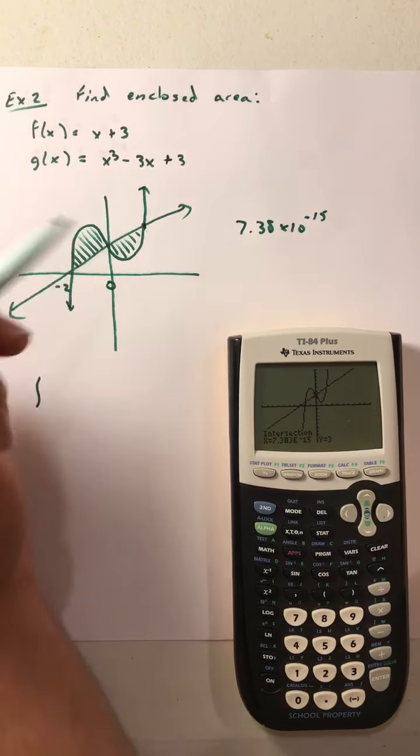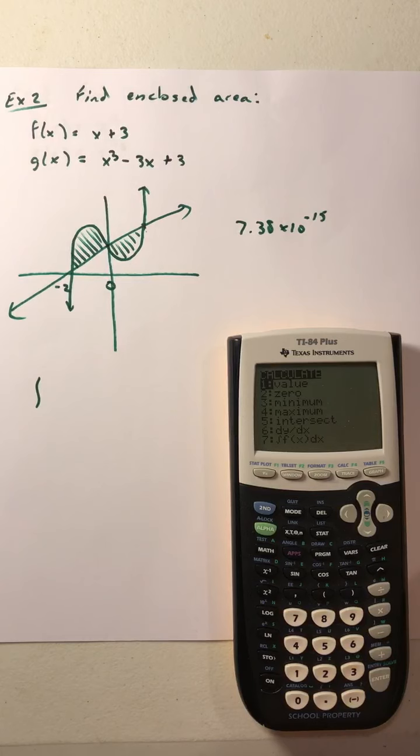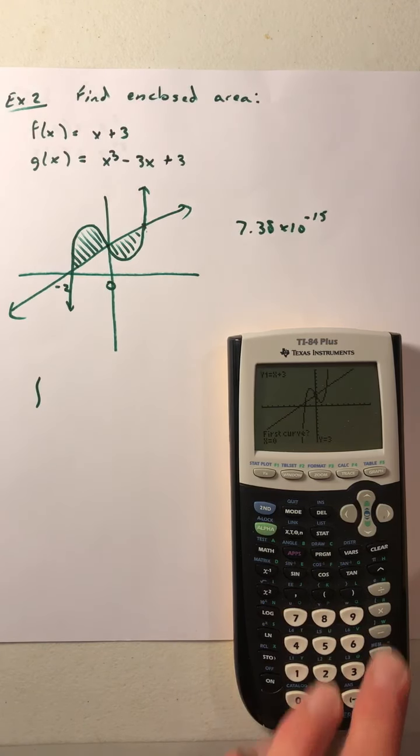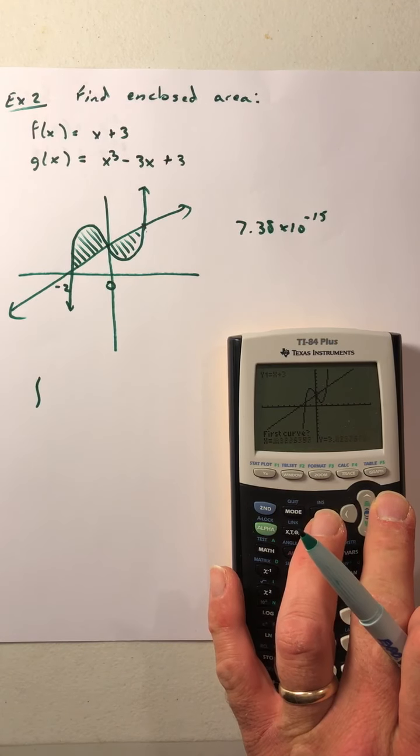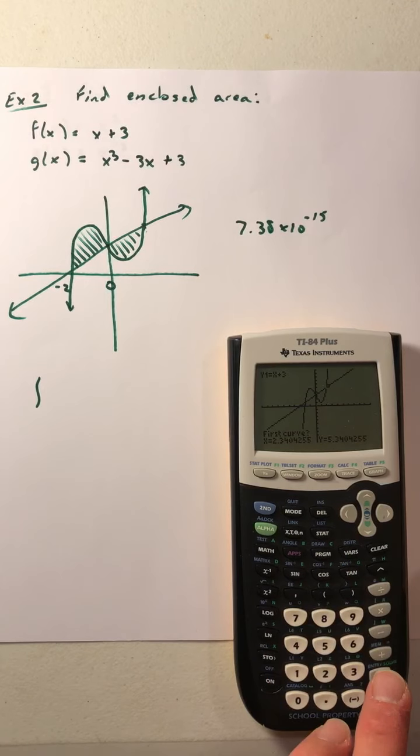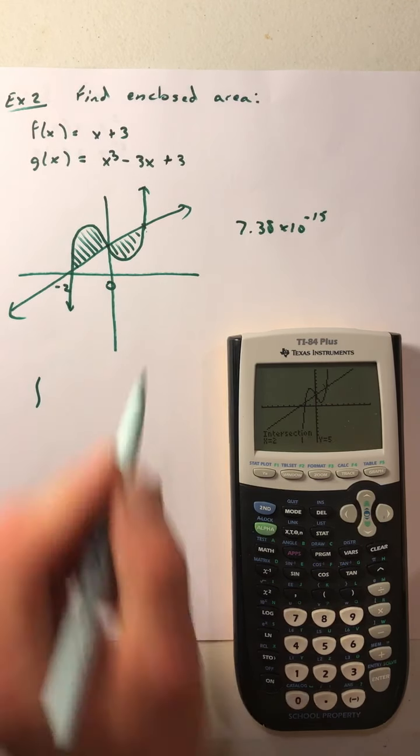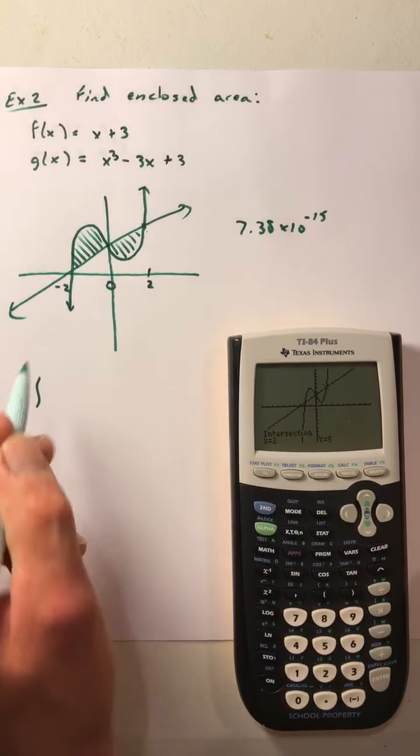And then we come up here to get this third point. We're going to do this again. We're going to intersect. We're going to move that cursor, this time closer to that point of intersection. Hit enter 3 times, and we get the x value of 2.